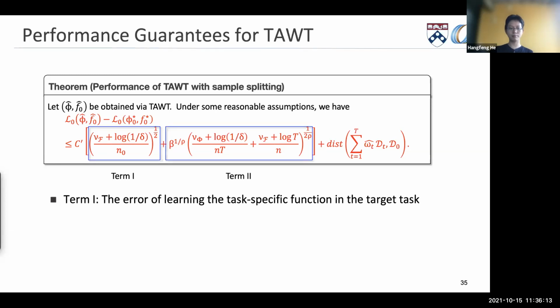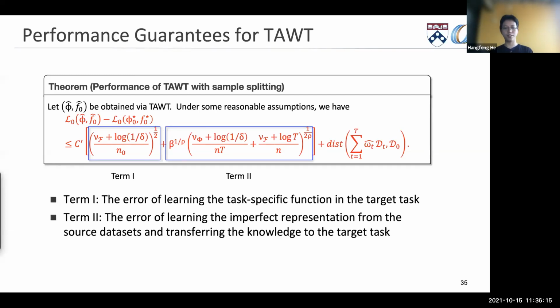And the second term is the error of learning the imperfect representation from the source datasets and then transferring the knowledge to the target task. So note that we will always assume that we have a large scale of source data compared to the target data. So n will be much larger than n0. So the second term can be ignored in some sense. And the third term is the task distance. We can see that if we have a better estimation of weights, then we can have a smaller task distance, and then we will have a better transfer performance.